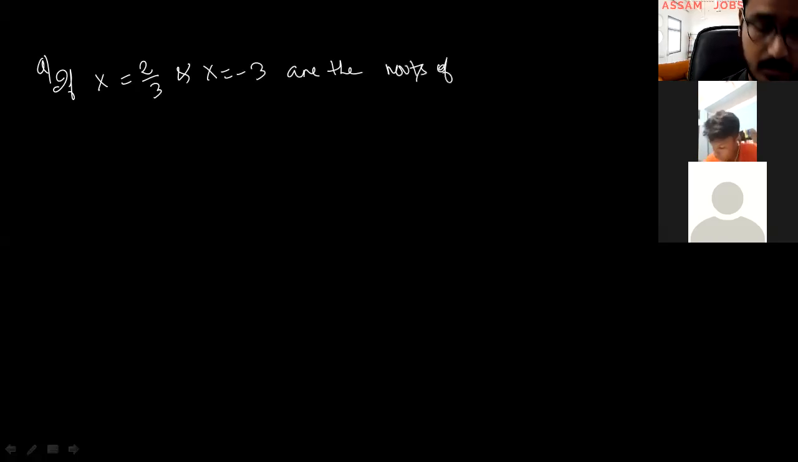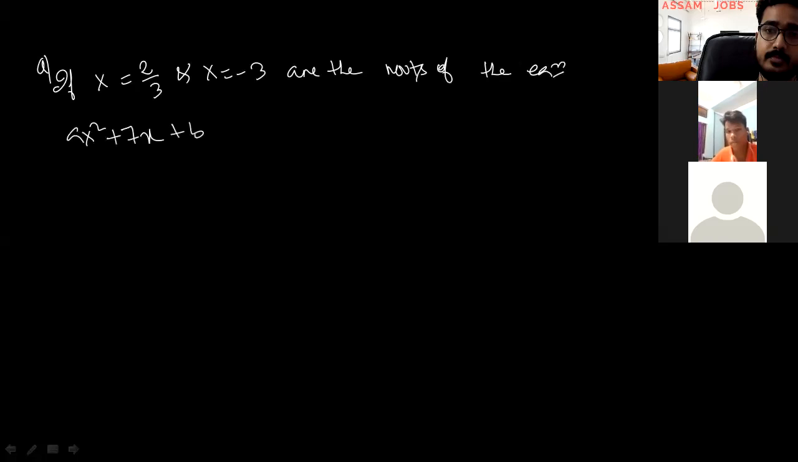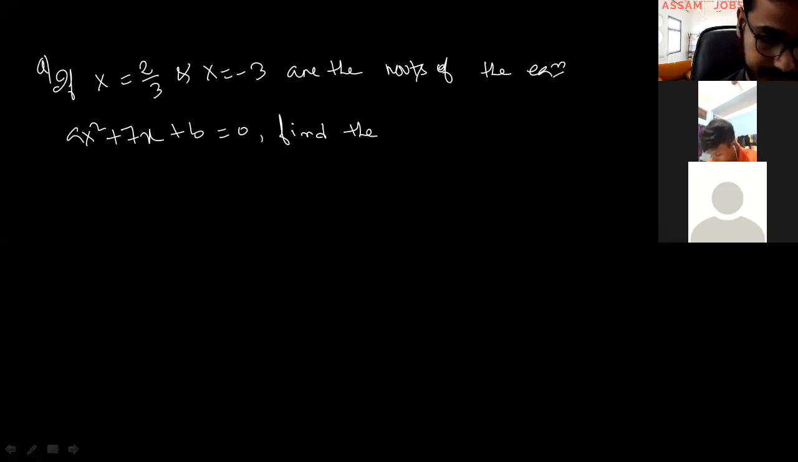Write down the next question. If x equal to 2/3 and x equal to -3 are the roots of the equation ax square plus 7x plus b equal to 0, then find the values of a and b.